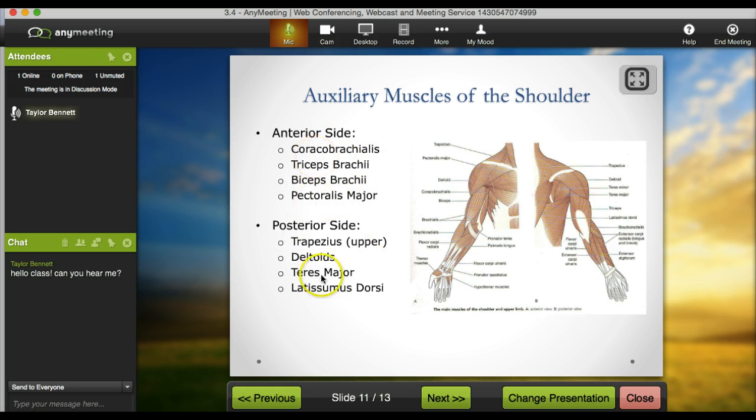And then on the posterior side, we have the trapezius. Auxiliary wise, the upper trapezius is an auxiliary muscle, even though it is still all the same muscle. Okay, it is the upper section. You got the deltoids, again, helps with the beach body. Teres major, which acts to internally rotate. It's not necessarily a scapular stabilizer, more so just a rotator.